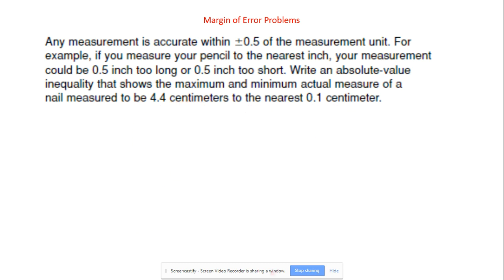We're going to get the absolute value of x minus what it's supposed to be is less than or equal to the margin of error. Done. That's all you have to do there. I've seen some pretty creative answers to this type of problem in the past, but this is all that has to happen. This is an absolute value inequality that shows minimum and maximum measures possible.